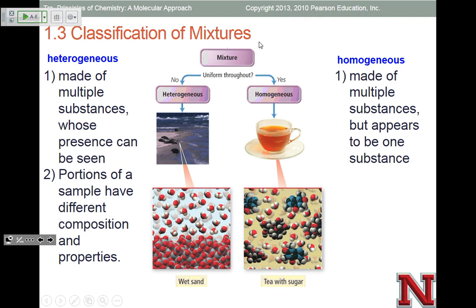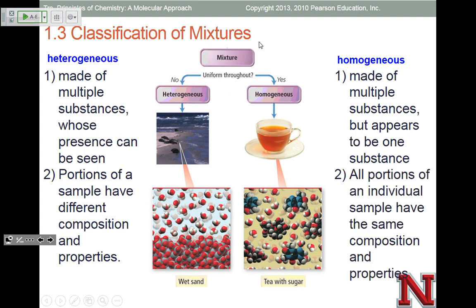So as far as our heterogeneous mixtures, different samples can have a different composition and properties. I might have a sample of wet sand that has a lot more water. That's going to be a lot different from a sample of wet sand that has just a little bit of water. And you'll be able to see that difference. It'll have different properties. It'll have a different weight, things like that.